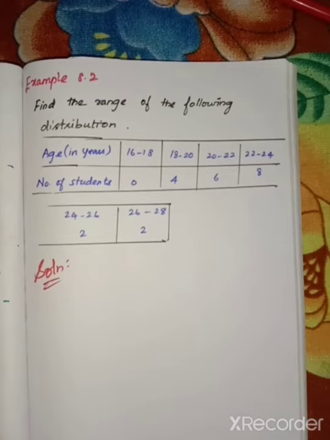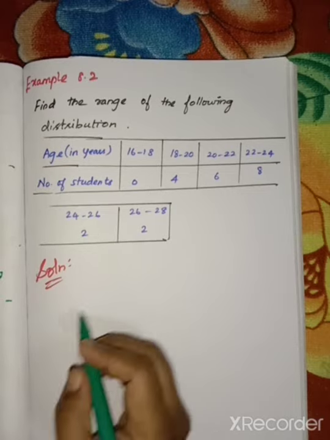Example 8.2, find the range of the following distribution. Here we have grouped data, that is age in years and number of students. The first one is 16 to 18, 0; 18 to 20, 2; 20 to 22, 6; 22 to 24, 8; 24 to 26, 2; 26 to 28, 2. Here we want to find the range.